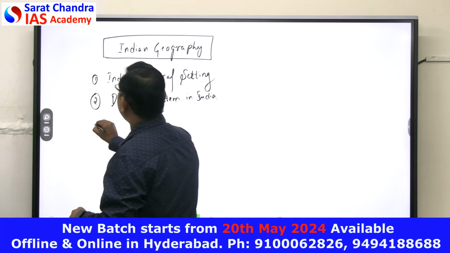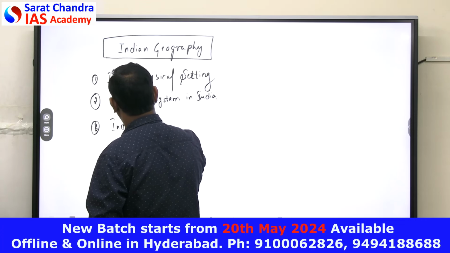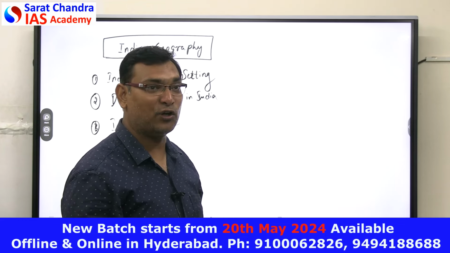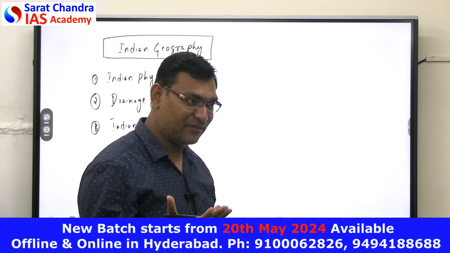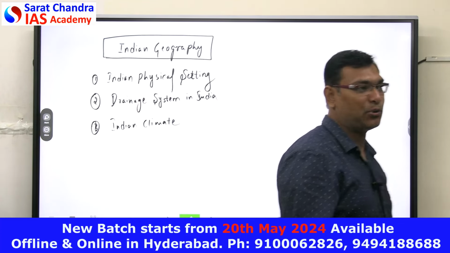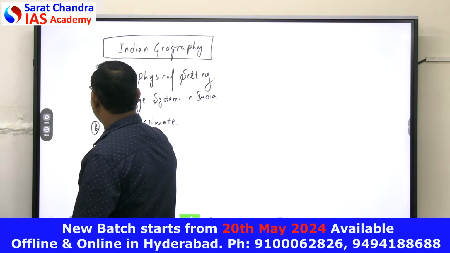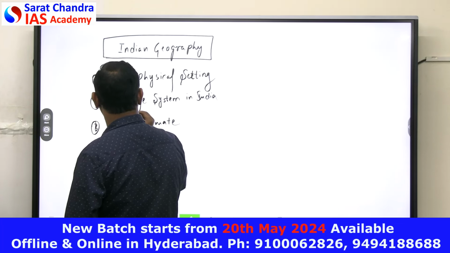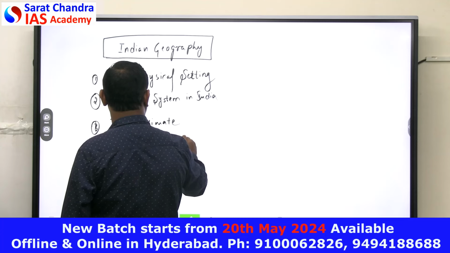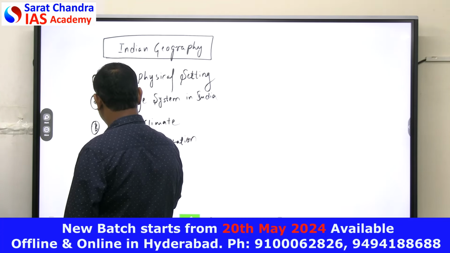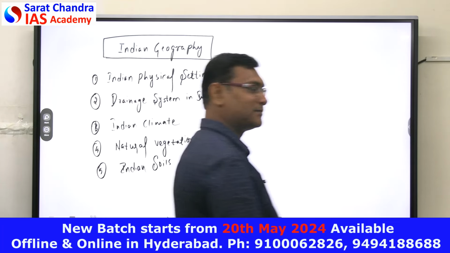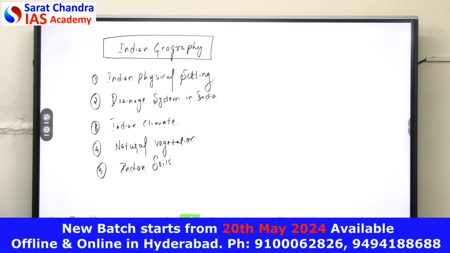Clear? Third, about Indian climate. Indian climate is a monsoon type of climate. Yes or no? Summer rainfall, winter dry. So how do these monsoons behave? What are the climatic change impacts on them, like El Nino, La Nina, MJO, Indian Ocean Dipole, etc. Then, after Indian climate and drainage system, the natural vegetation of India. Then we will see the Indian soils. That's it. Point clear? Yes or no?